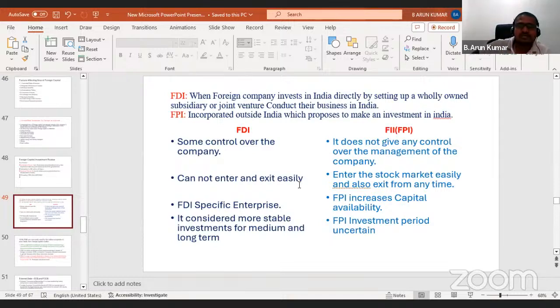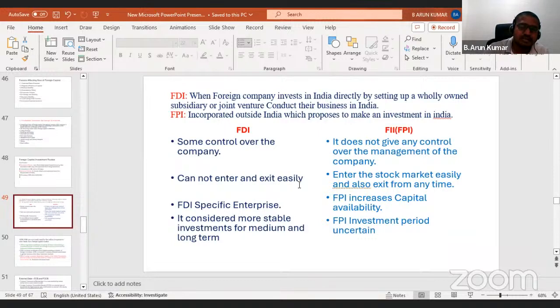FPI investments are specific. They are investing in specific enterprises. Coming to FPI, it increases the capital availability based on the fund managers. They have a huge amount of capital, so they want to invest some amount in some foreign companies. Then, by investing in good companies, they will get more returns. Likewise, that particular fund manager is investing in some foreign companies.